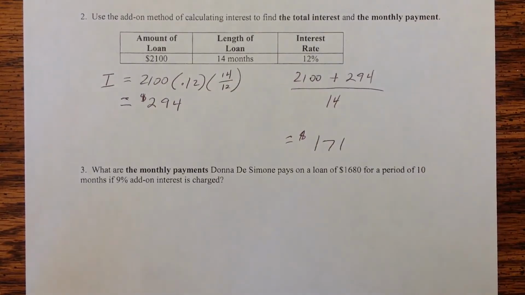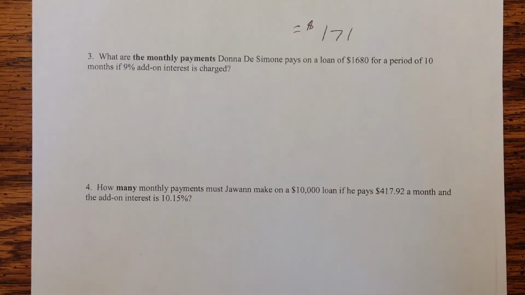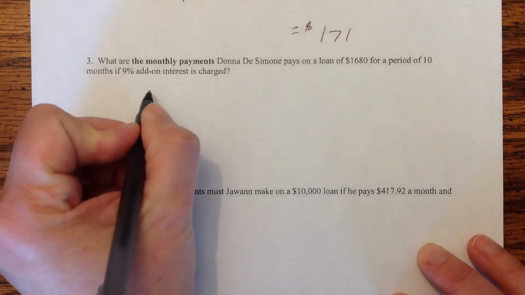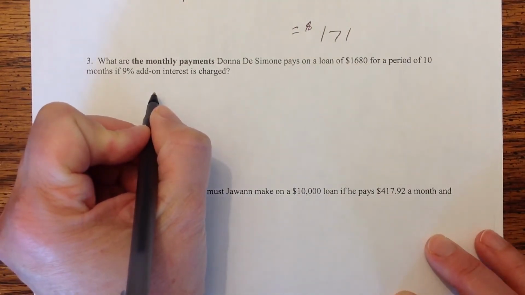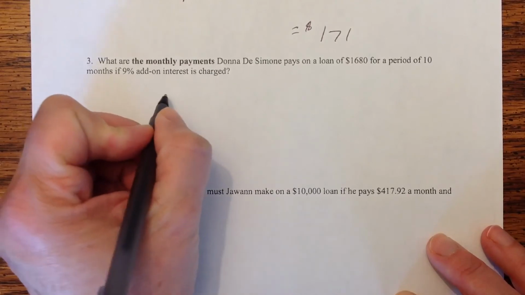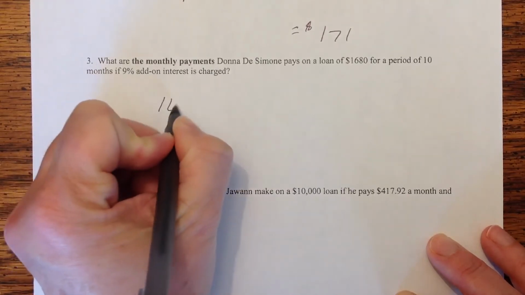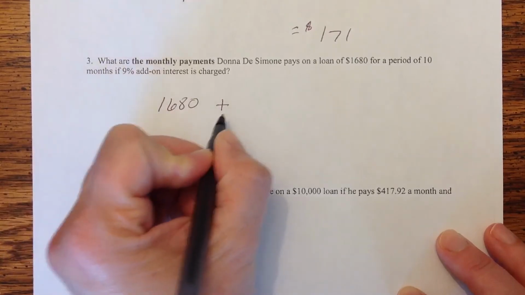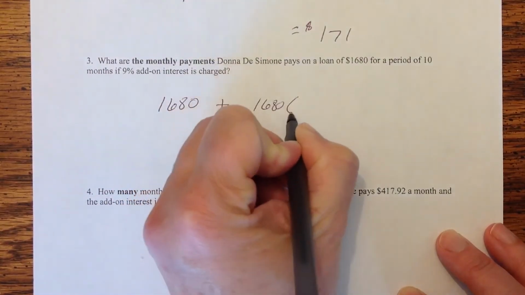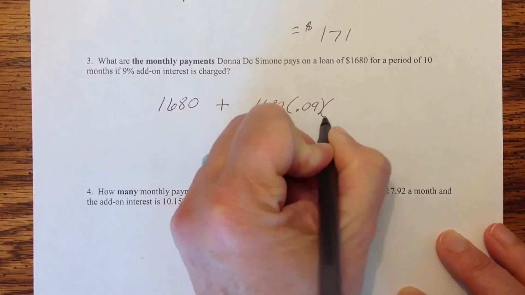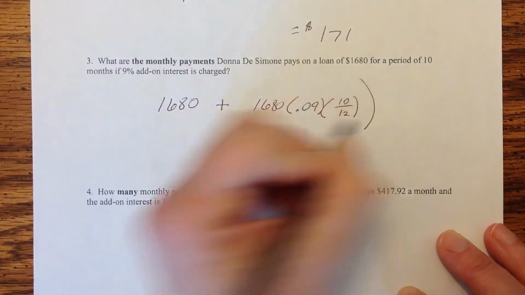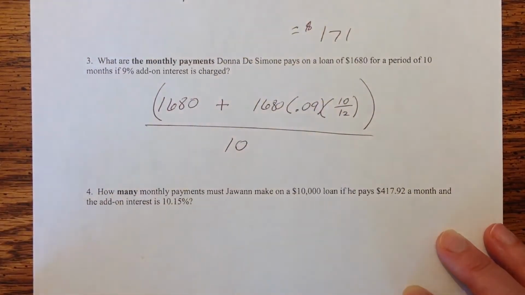What are the monthly payments Donna D. Simone pays on a loan of $1,680 for a period of 10 months if 9% add-on interest is charged? So what are the monthly payments? So monthly payments says P plus PRT over 12T. Okay, so P would be the $1,680 that she needs plus 1,680 times 0.09 times 10 twelfths. So all of that is being divided by 10.